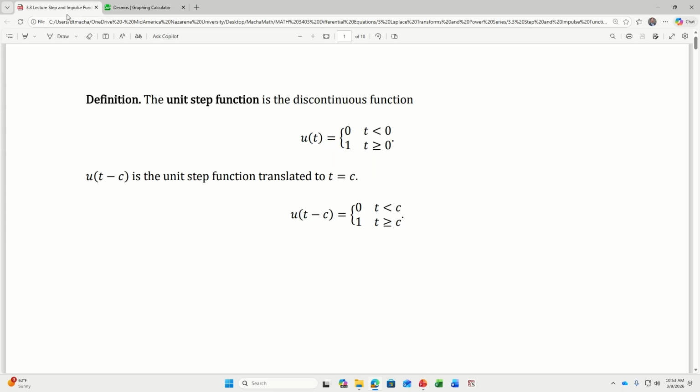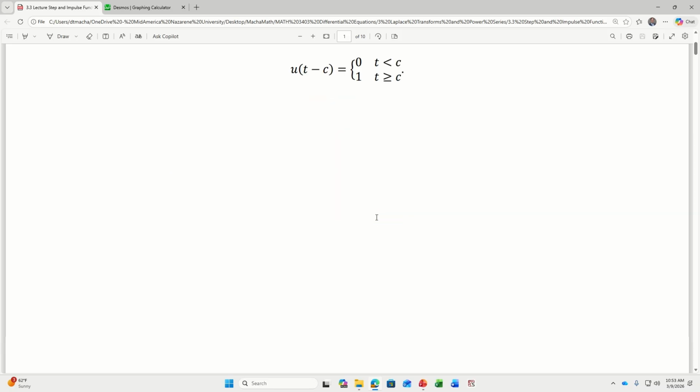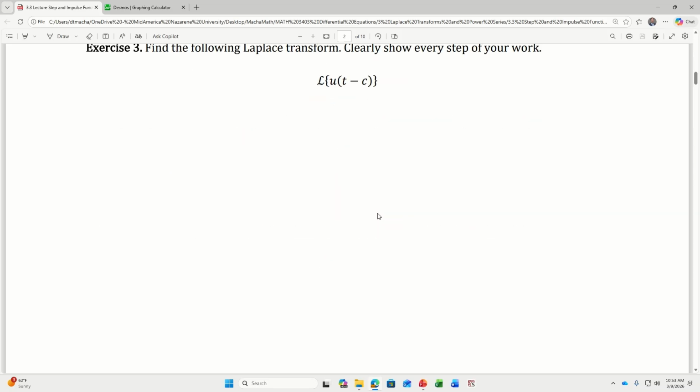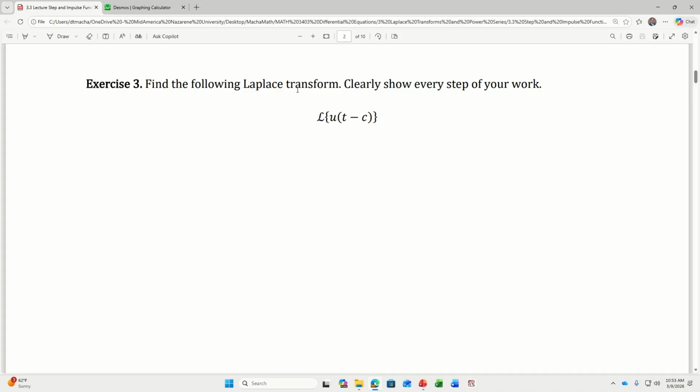All right. So we're on the same page. Find the following Laplace transform. Clearly show every step of your work. So we want the Laplace transform of the unit step function where the step happens at a time c.